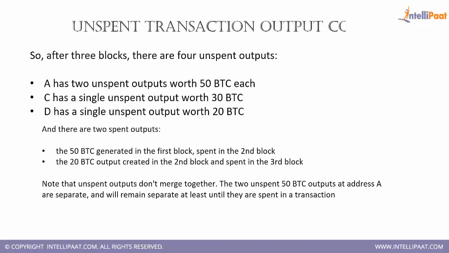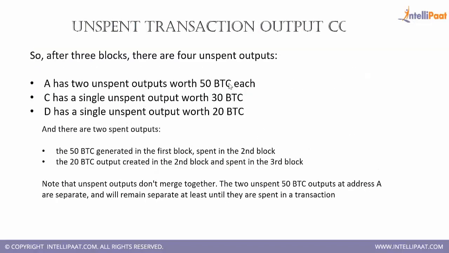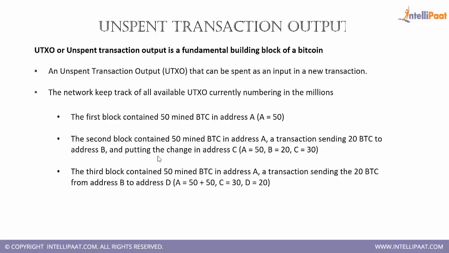So on transaction outputs, after 3 blocks there are at least 4 unspent transaction outputs. A has 2 unspent transaction outputs worth 50 BTCs each. If you remember, the second block contained 50 BTCs in address A, with a transaction sending 20 BTCs to address B and putting 30 back to address C. C has a single unspent output worth 30 BTCs. Why 30 BTCs? Because this is what C has received from A, from what was mined in the block.